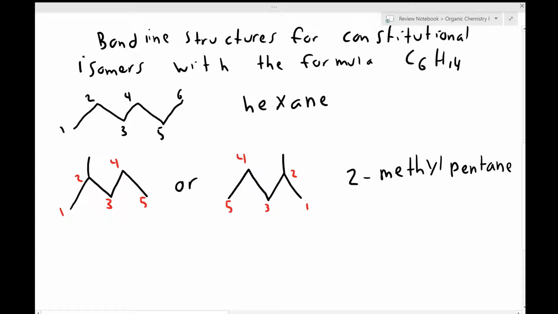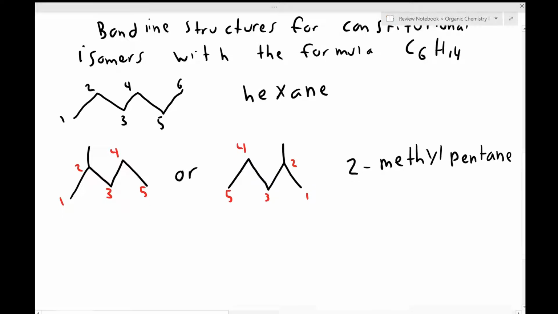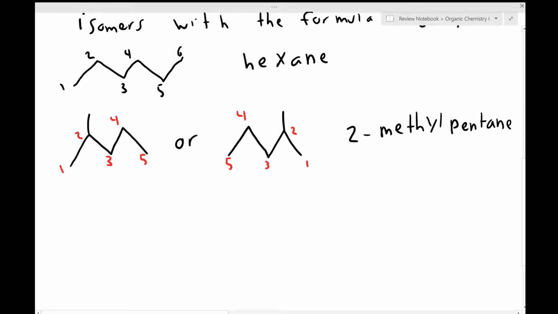Alright, let's keep going with that. So instead of just having it at the 2, we can have it right at the 3. 1, 2, 3, 4, 5. Right at the 3, that would be 3-methylpentane.